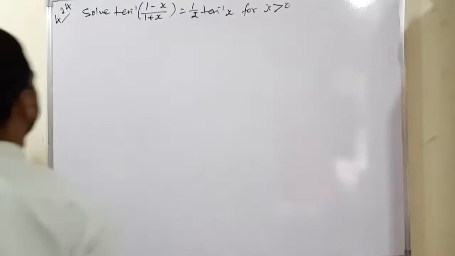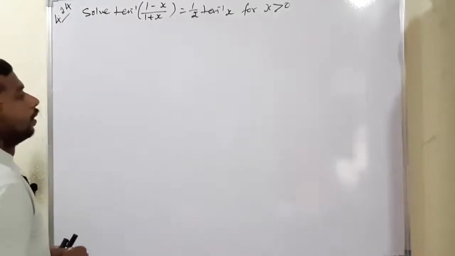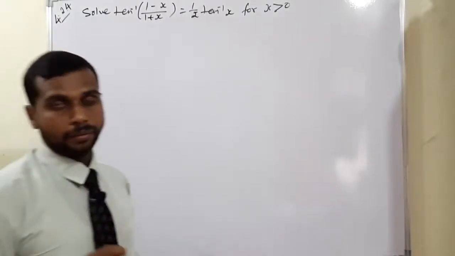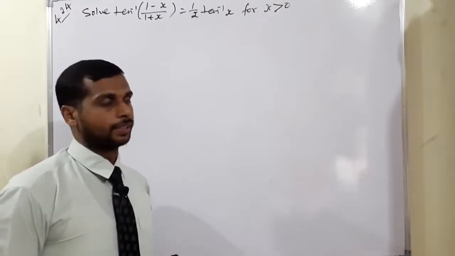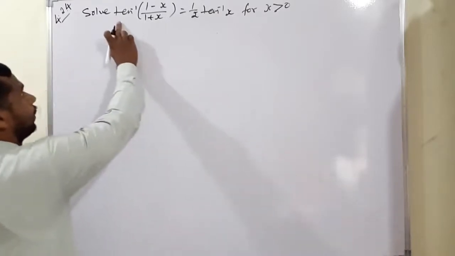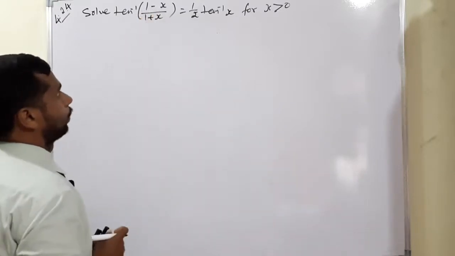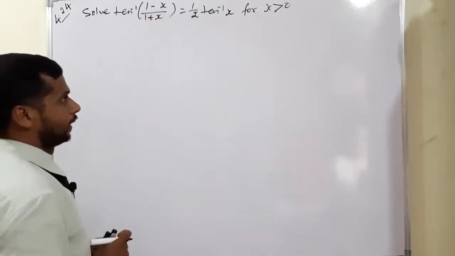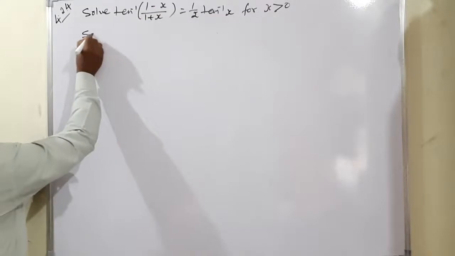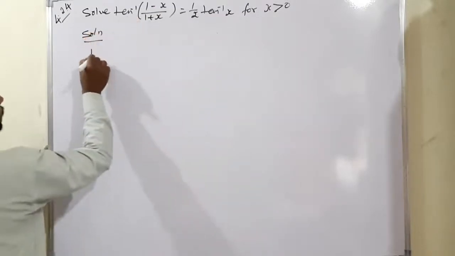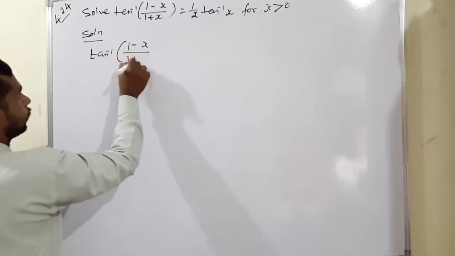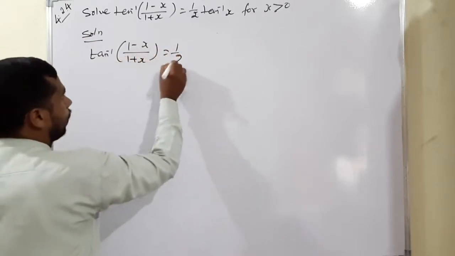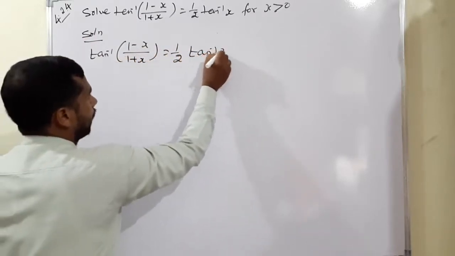Moving to example 4.24. Whatever the solve line means, we have to show the answer, the last line being x. What is the value of x? Here also, tan inverse of (1 minus x over 1 plus x) is equal to half tan inverse x. Solution. Condition: tan inverse of (1 minus x over 1 plus x) is equal to half into tan inverse x.